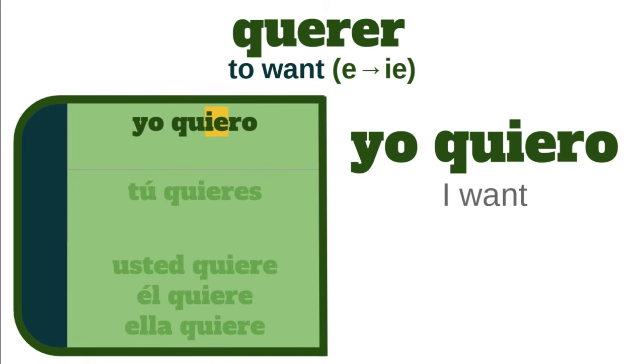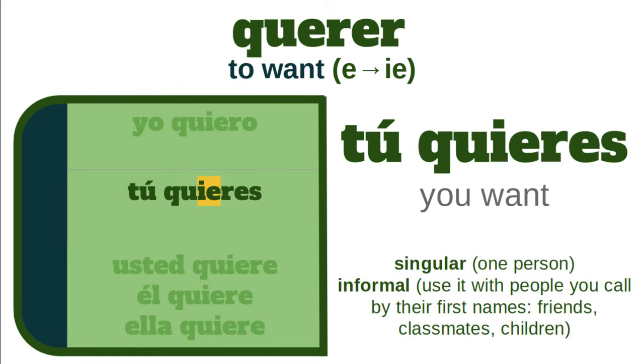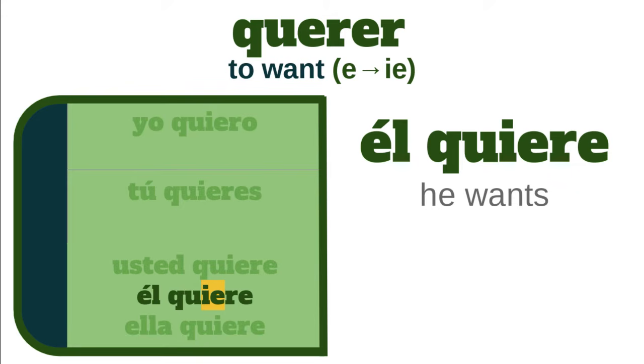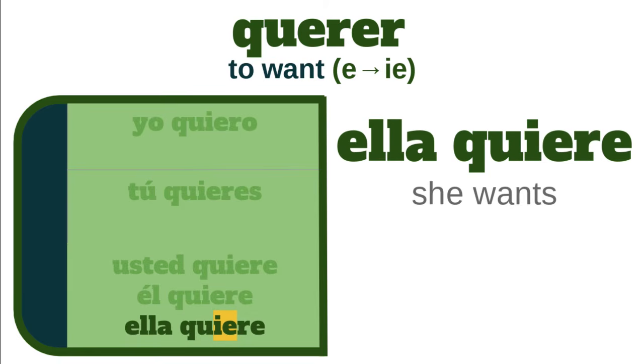So for the verb querer, the yo form is yo quiero. Tú quieres. Usted quiere. Él quiere. Ella quiere.